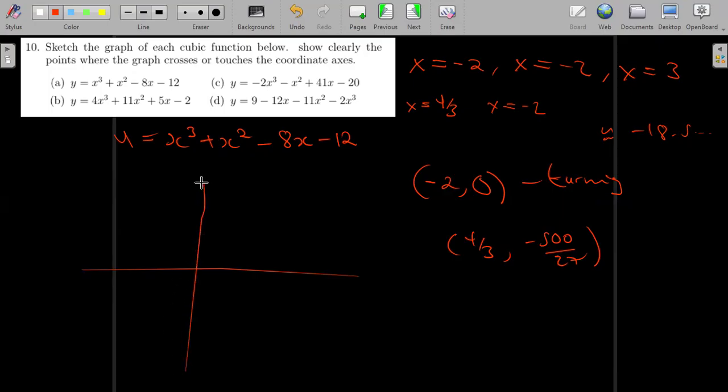Can plot that here. So I have y and I have x. Oh, we forgot about the y-intercept. The y-intercept is when x is 0. We plug in 0 there, and we just have y equal to negative 12. That's our y-intercept, so the graph is cutting there at y.